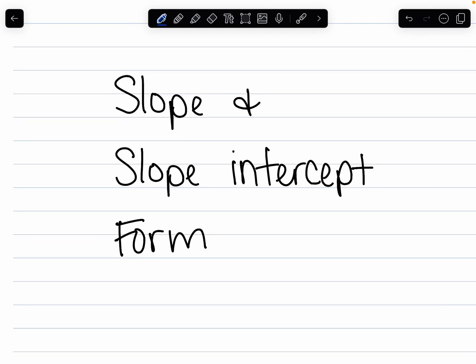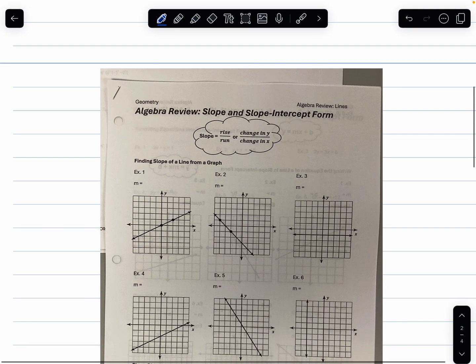Okay, we're going over just a reminder of some things that we talked about last year in algebra. Most of this should at least look familiar to us, even if we don't remember all of it. Hopefully that will help jog our memory. Today we're talking specifically about slope and slope-intercept form.